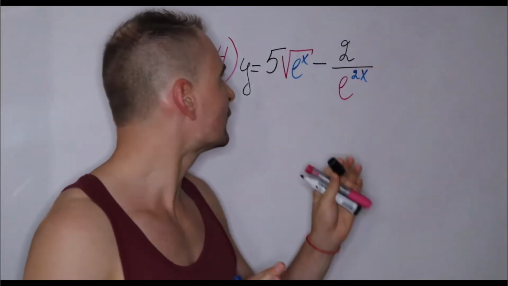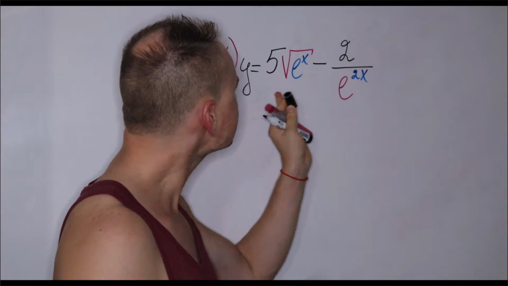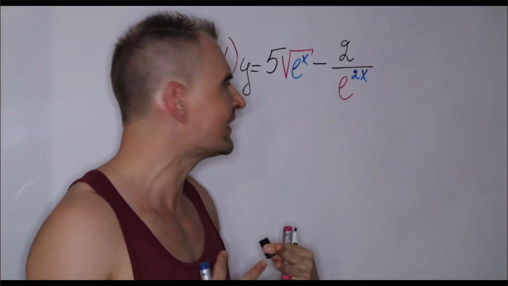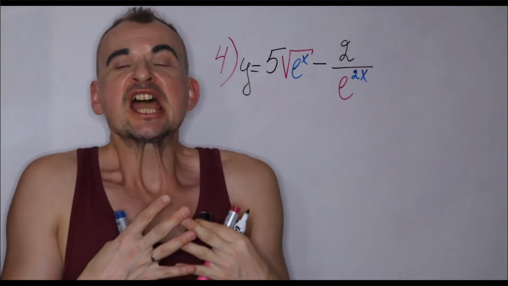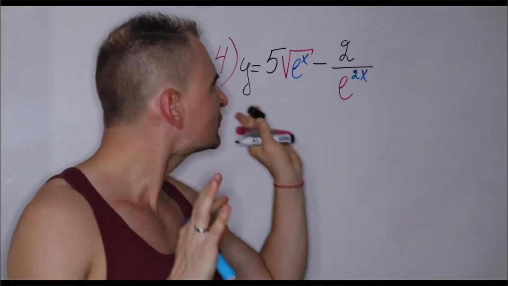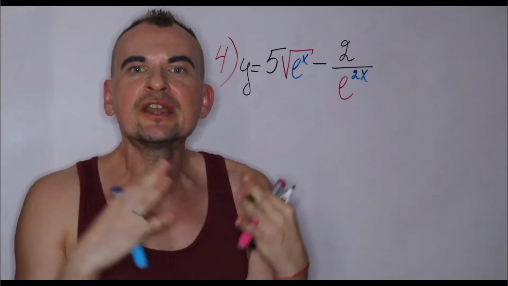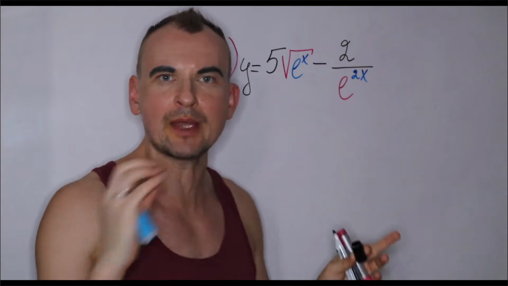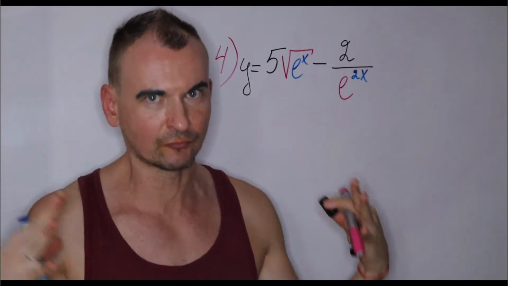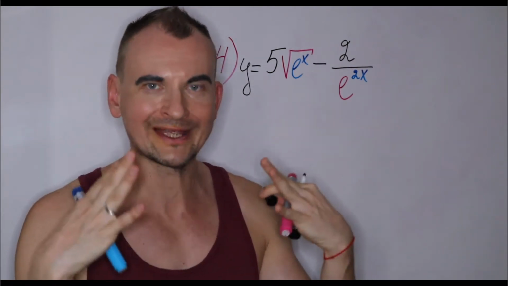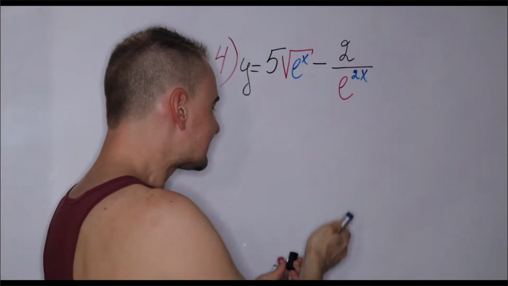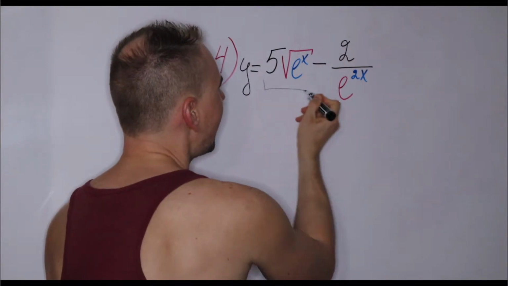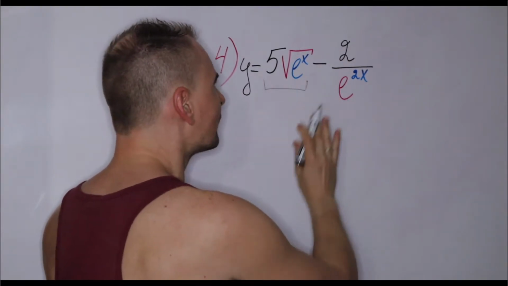Let's have a look at the first one. You have y equals 5 times the square root of e to the x, minus 2 over e to the 2 to the x. So you are given 2 chunks, 2 terms, and the way you would find the derivative is to take the derivative of each piece one by one, and after that string them together for the entire derivative. Let's have a look at the first chunk: you are given 5 times the square root of e to the x.